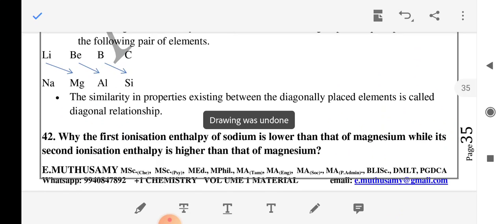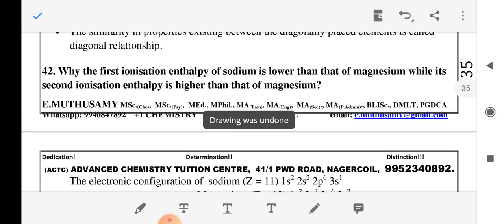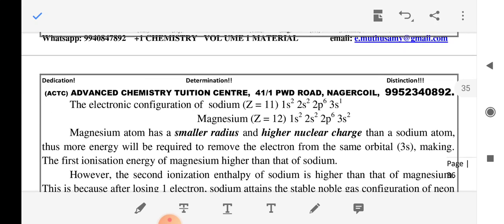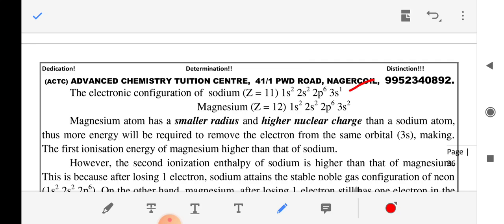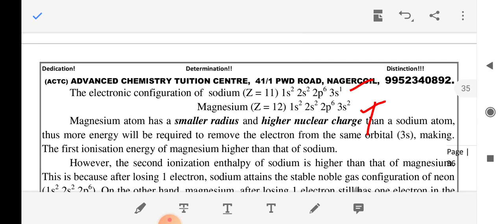Okay. The next question: why is the first ionization enthalpy of sodium lower than that of magnesium, while the second ionization enthalpy is higher than that of magnesium? The electronic configuration of sodium, atomic number 11, is 1s2, 2s2, 2p6, 3s1. Magnesium, 12, has 3s2. The magnesium atom has a smaller radius but a higher nuclear charge than the sodium atom. So more energy is required to remove an electron from the same 3s orbital, making the first ionization energy of magnesium higher than that of sodium. The second ionization energy of sodium is higher than that of magnesium.